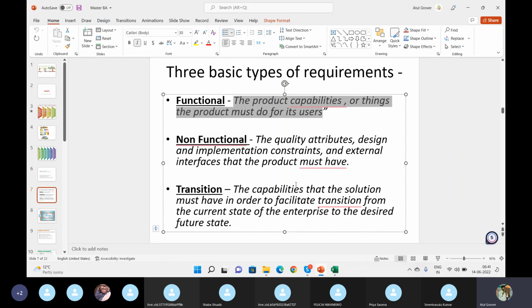If tomorrow I want that mobile phone should be more slim and more thin, but it should have only calling and SMS functionality, then I can say these are the transition requirements here. Clear fundamentals till this point? Does anyone have any doubt, any question?